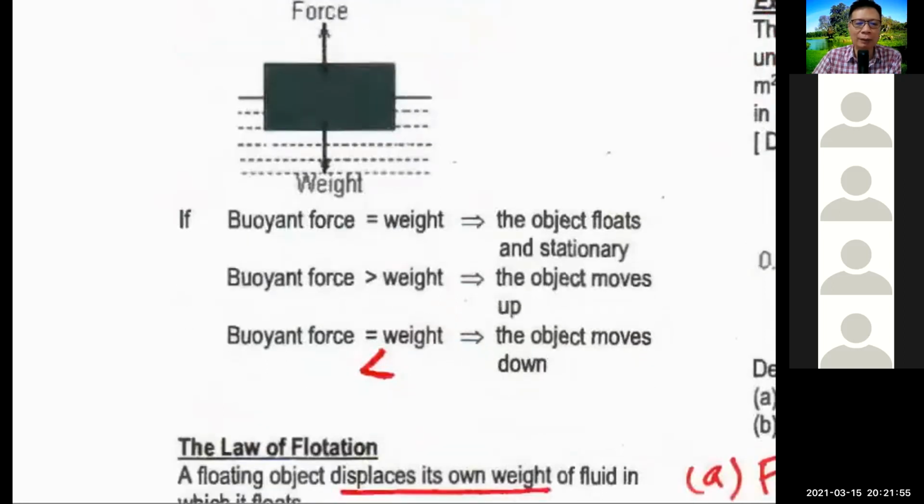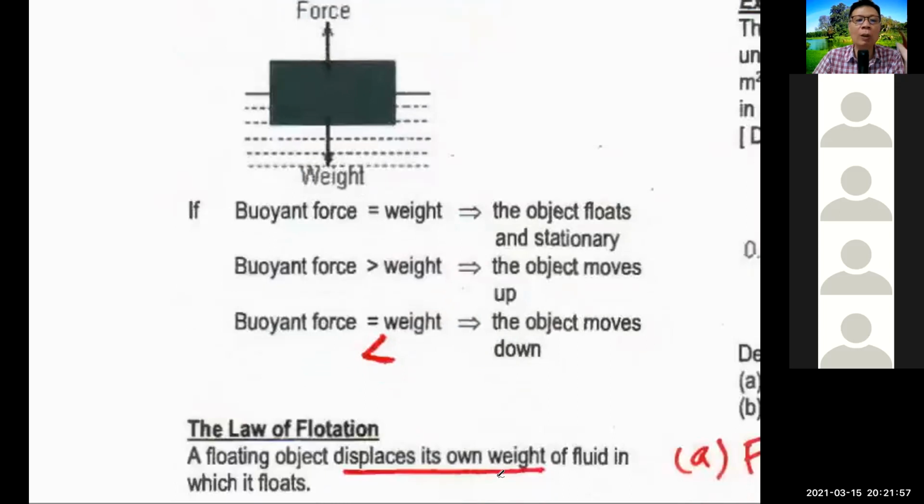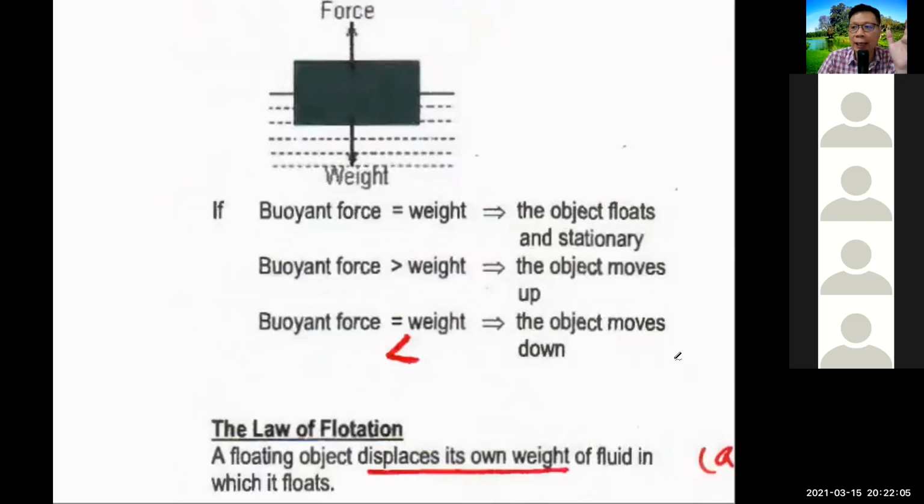And one more. Just now was the principle. Now, the law of flotation. Can you read the statement and understand it? Just now was Archimedes principle, now the law. Law of flotation: a floating object displaces its own weight of fluid in which it floats.